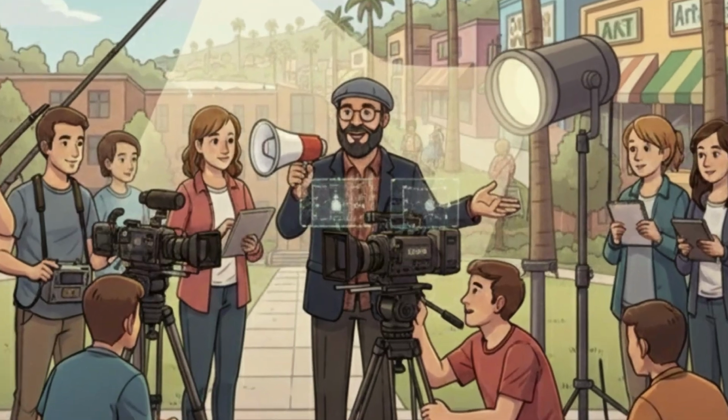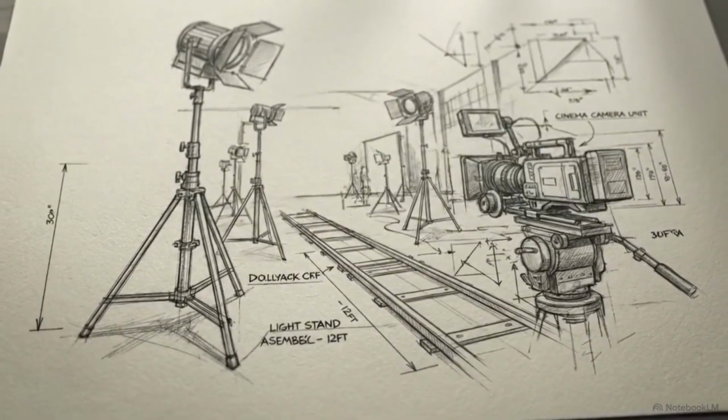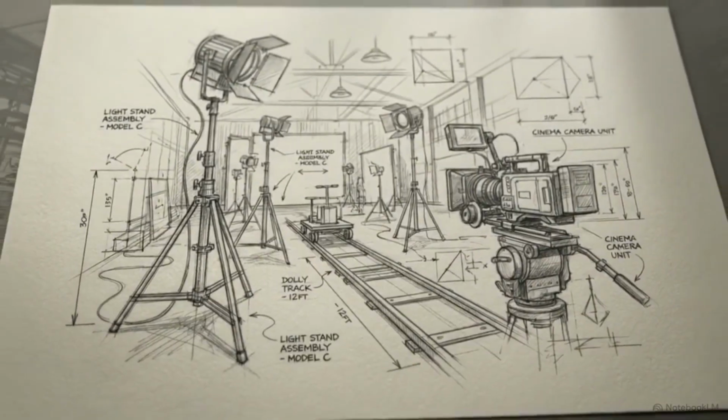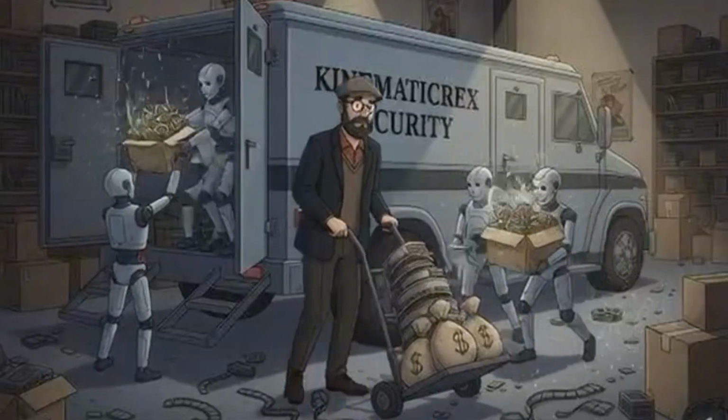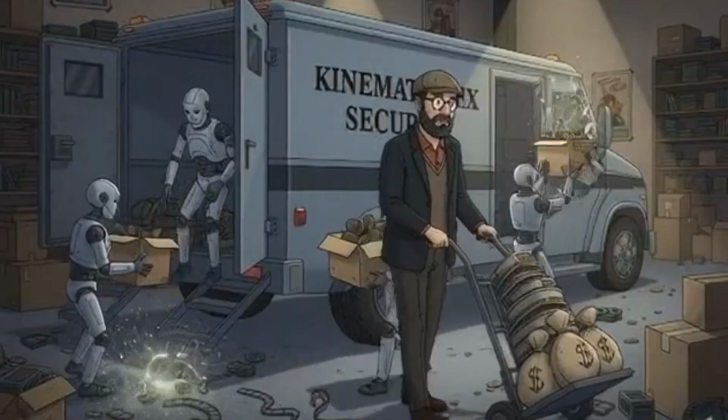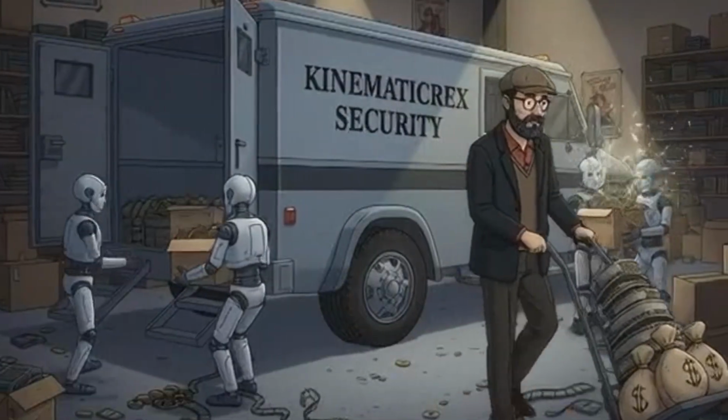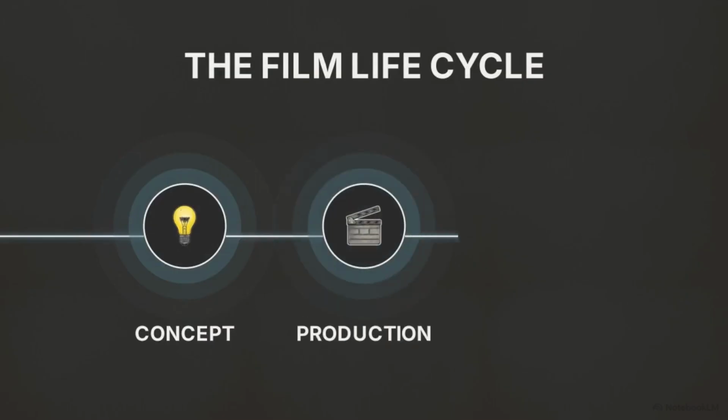Making a successful film starts long before anyone yells action on set. You have to pour the concrete first. As the producer, you are the visionary architect of the project. You manage the entire life cycle of the film, from the initial concept all the way to final distribution.